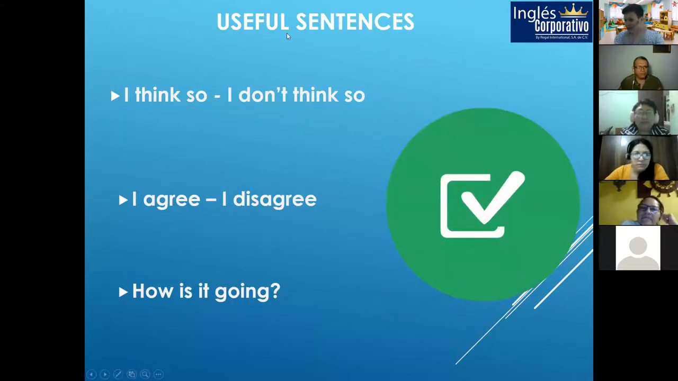Okay, before we continue with simple present statements, we have some useful sentences. What is useful in Spanish? Útiles. Útiles, very good. Oraciones útiles. Yeah, cool. Pero no los que lleva el niño a la escuela. Okay, that's good.